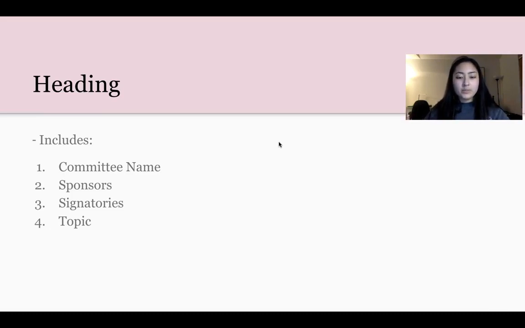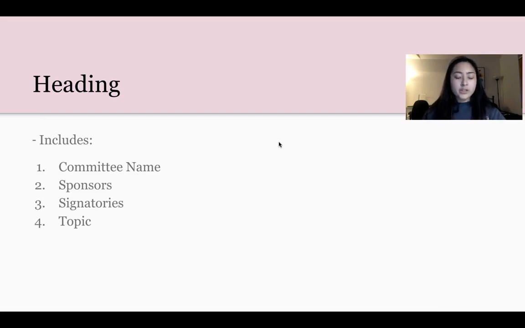Sponsors, it will include sponsors, which are the people who are writing this resolution. So if you and other delegates such as Belarus, Argentina, Democratic Republic of the Congo, those would be your sponsors as long as they are the ones in that writing process of a resolution.